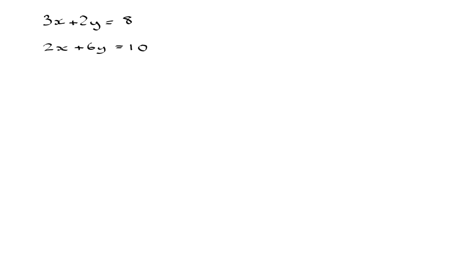Today we're going to solve these two simultaneous equations using the substitution method. So I'm going to call this equation equation 1 and this one equation 2. So we're going to try and sub equation 2 into equation 1, but to do that we need to rearrange it so that it either says x equals something or y equals something.